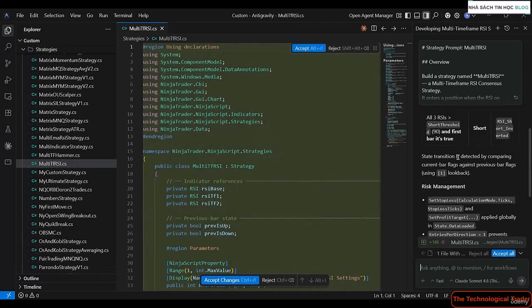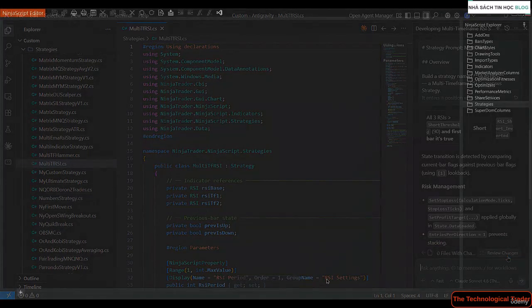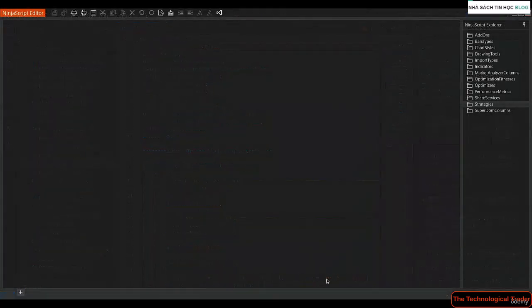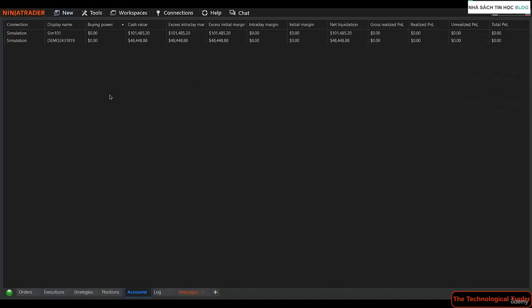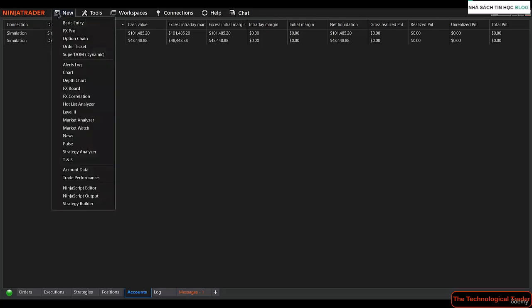Great! We can see the agent finish developing the strategy under the name multi-TF RSI. Let's accept the changes. Go to the Ninja script editor and make sure everything compiled correctly. We can see it compiled without any errors. I also like to compile it manually just to be absolutely certain everything runs smoothly. Everything looks perfect. All that is left to do is ensure we are connected to our data provider so we can load the chart data and then open the strategy analyzer.